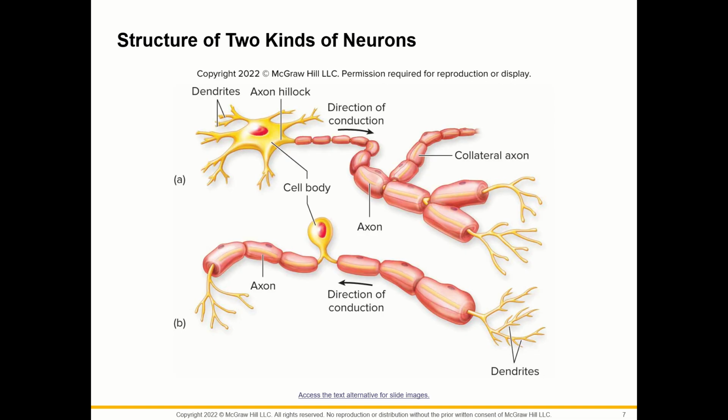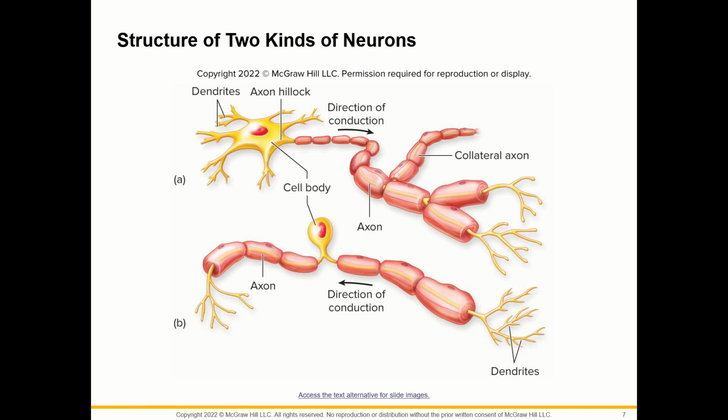This is figure 7.2 and then 7.1. 7.2 just kind of is the larger version of it. So let's look at 7.1. This shows a motor neuron, which is A up at the top here, and then a sensory neuron here at the bottom.